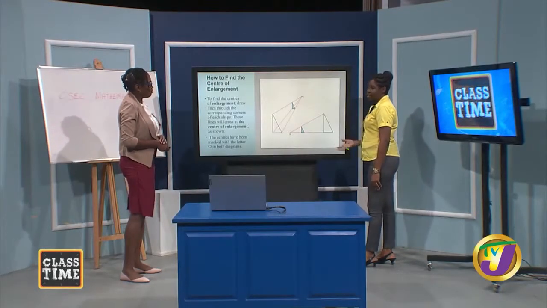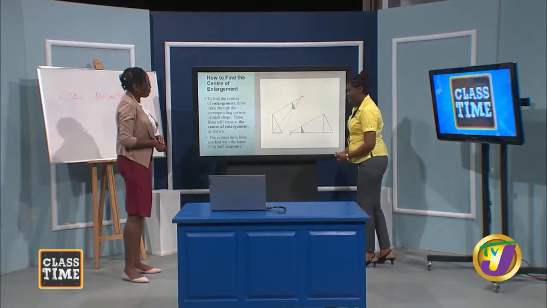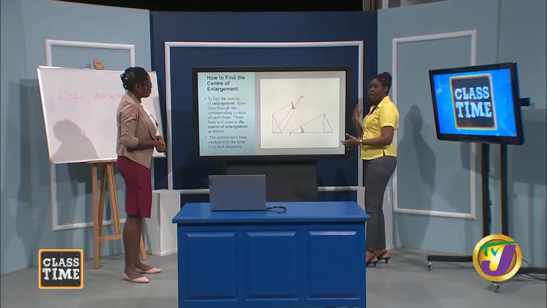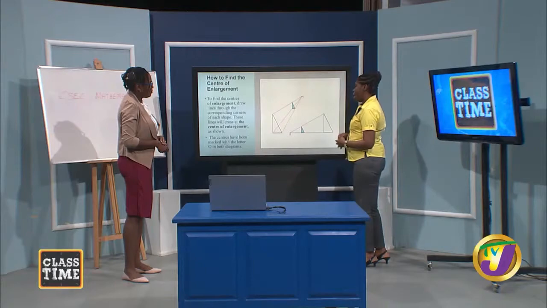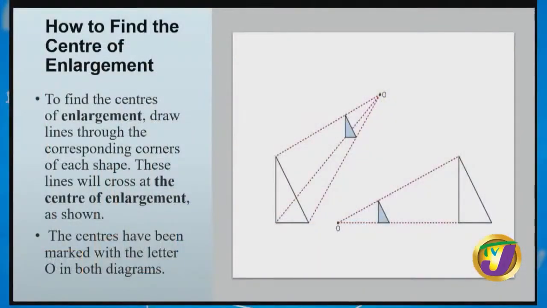We'll be doing that when we get into the activities of the lesson. You'll see how we find the center of enlargement by extending lines from the vertices. I can see that in this case it's called O. Is it always going to be O? No, your center of enlargement can be any letter.